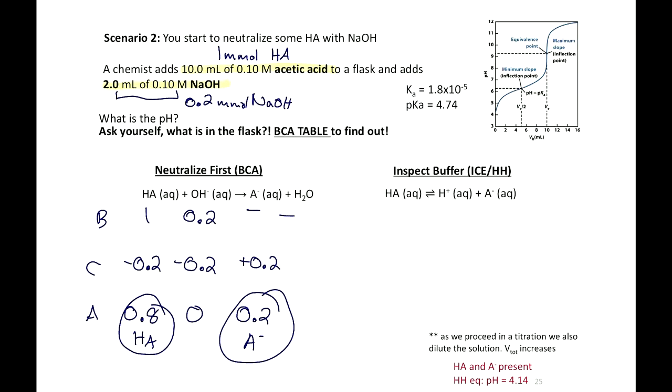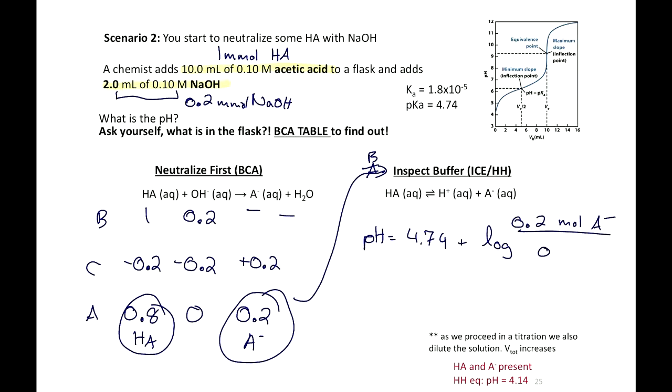So can I just put those numbers straight in the Henderson-Hasselbalch? Yes, you can. Perfect. So the next step is do the ice table. But remember, the Henderson-Hasselbalch equation is your ice table with the approximations already made. So we're just going to put these into your base to acid ratio. So pH is equal to pKa, so 4.74, plus log, what number goes on top? 0.2 millimoles of your acetate over 0.8 millimoles of your acetic acid.